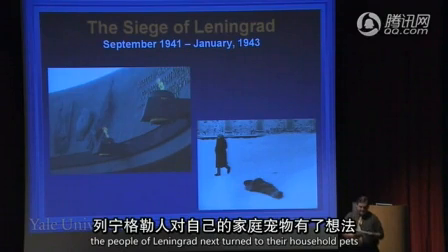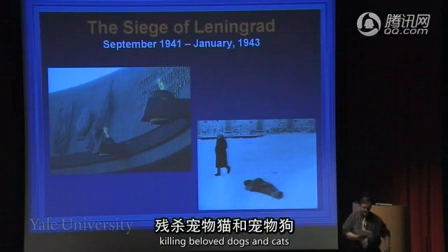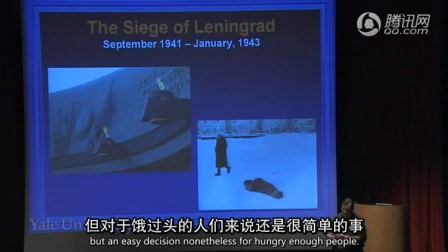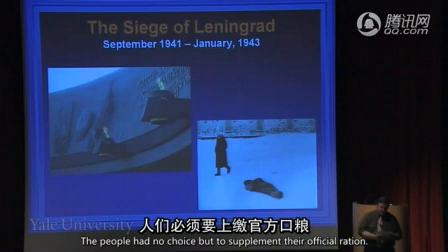After the zoo animals, the people of Leningrad next turned to their household pets. Killing beloved dogs and cats was slightly harder than killing zoo animals, but an easy decision nonetheless for hungry enough people. The people had no choice but to supplement their official ration.